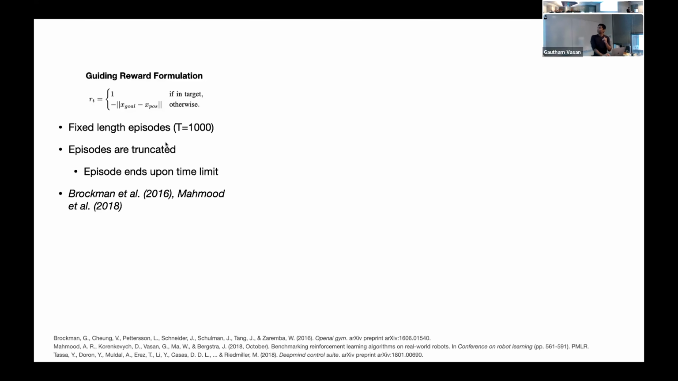This will have a fixed length episode, with a time limit of 1,000. So the episodes are truncated. By this, I mean that there's no absorbing state. There's no state where the agent reaches it and the episode ends. You just have a chosen time limit at which the episode ends. This is not something I'm making up. The reward function is inspired by other papers. This is pretty common in robotics, where anytime you have a reaching task, you have a reward like this one.